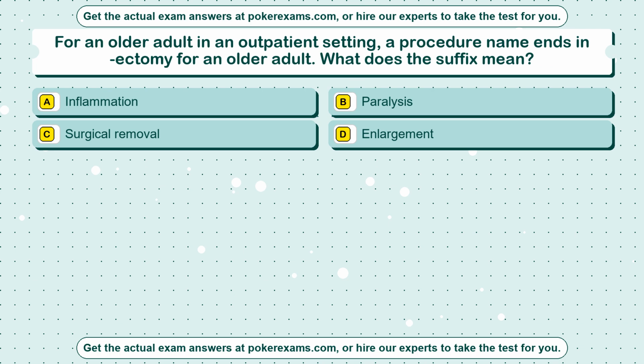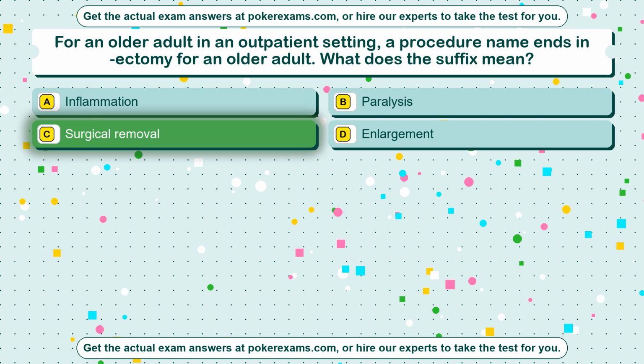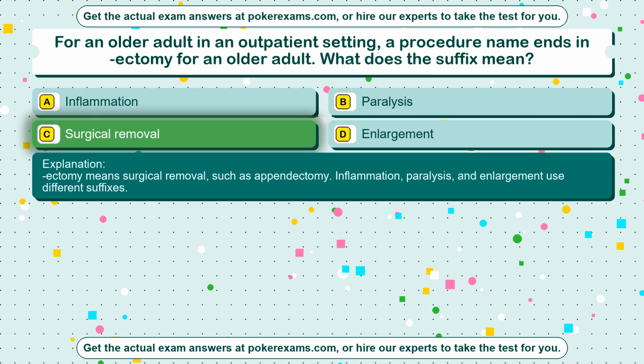Question 57. For an older adult in an outpatient setting, a procedure name ends in ectomy. What does the suffix mean? Option A, inflammation. Option B, paralysis. Option C, surgical removal. Option D, enlargement. The correct answer is option C, surgical removal. Ectomy means surgical removal, such as appendectomy. Inflammation, paralysis, and enlargement use different suffixes.